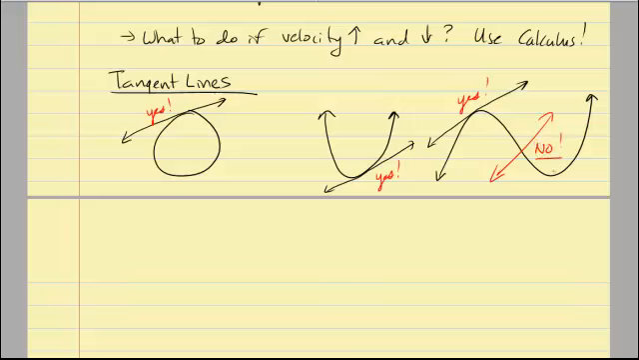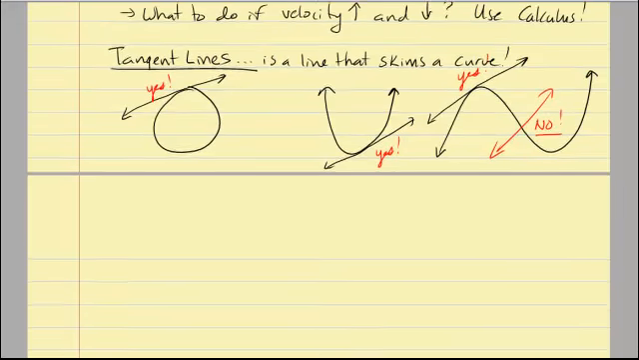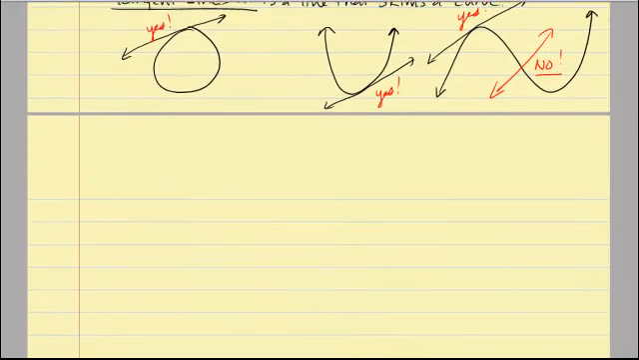And why is that? It's touching the curve once, but if you note, it's not skimming the curve like the other ones are. So for right now, when we're talking about a tangent line, in general it is a line that skims a curve. And again, we'll develop this definition a little bit more later on, but for now that's kind of how we want to look at it.